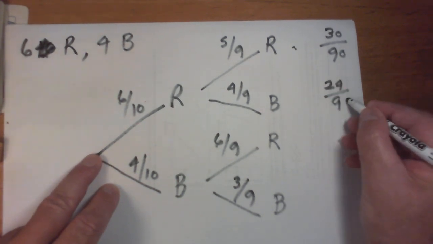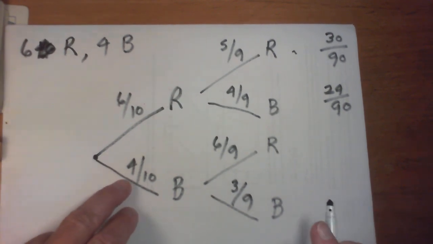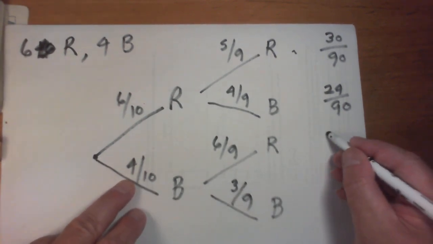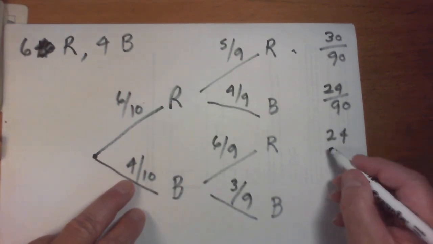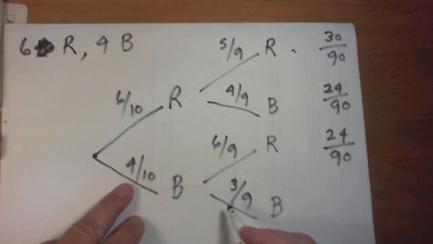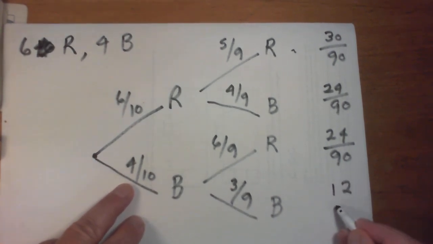24/90. Okay, I'm multiplying right across the top and multiplying right across the bottom of these fractions. Here, blue first and then a red, that'll give me 24/90. And 2 blues, that'll give me 12/90.